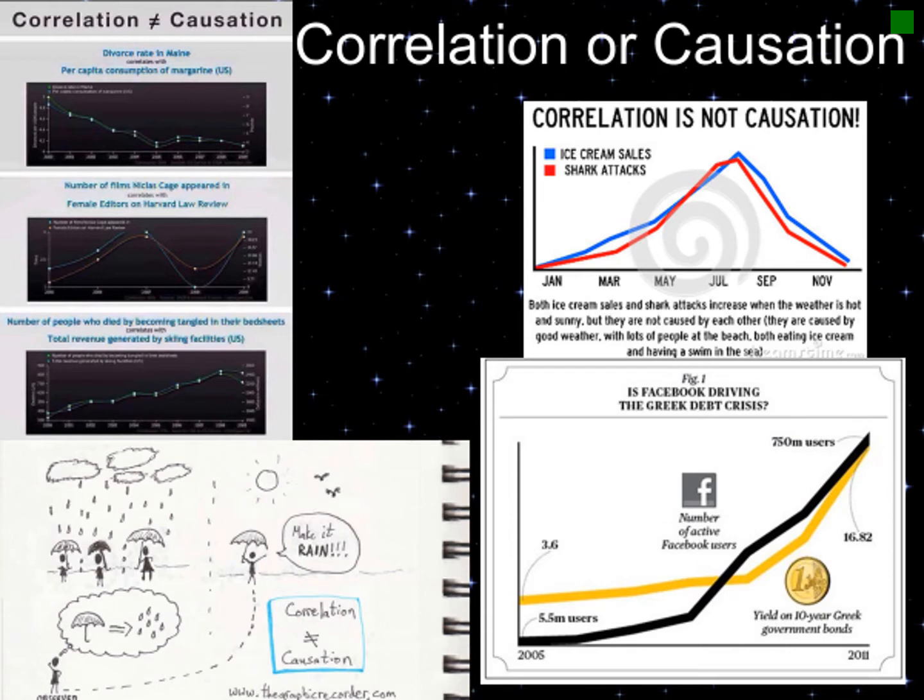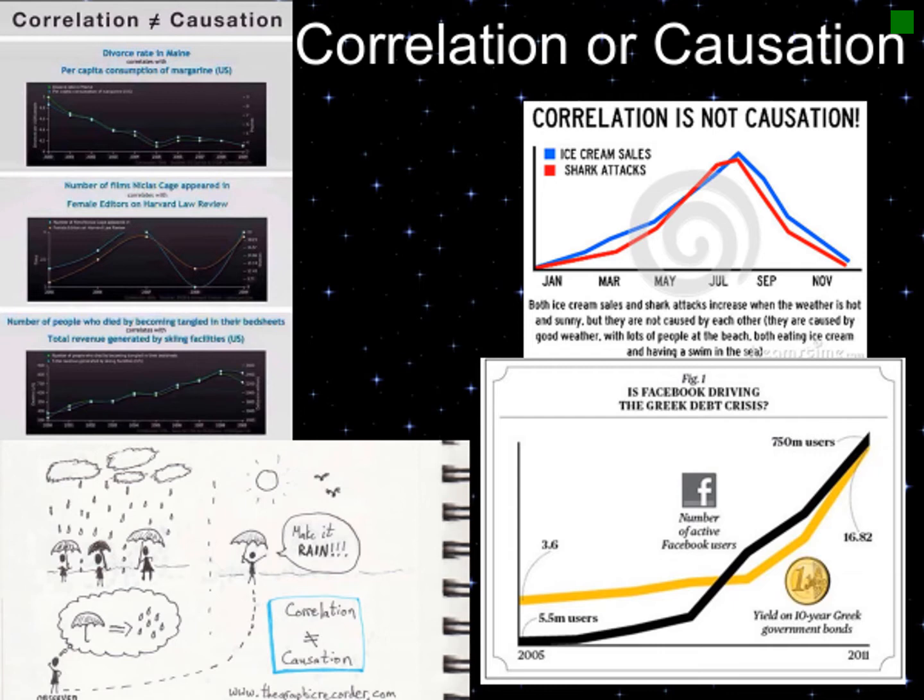The last one is number of people who died by becoming tangled in their bed sheets. Apparently that is a thing. Versus the total revenue generated by skiing facilities. So somehow skiing and dying in your bed sheets is related. Of course not. There's just correlation there. If you look hard enough, you can find correlation in almost anything.